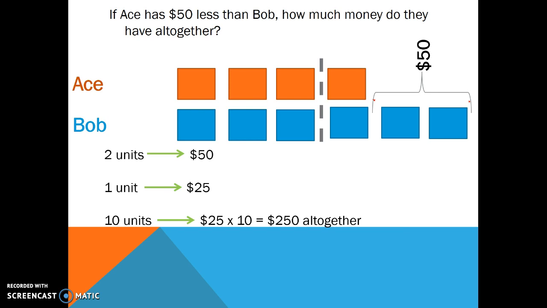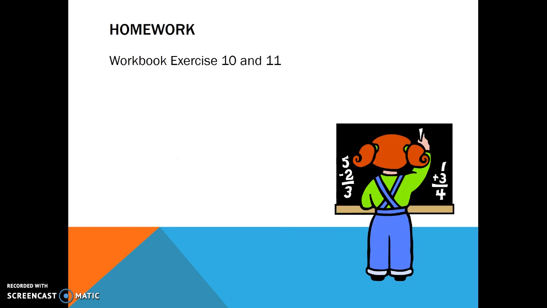So remember, guys, with the unitary method, you're always taking the information you have and trying to break it down per unit to see what 1 unit equals, and then you're going to multiply that 1 unit by however many you need. All right, now go ahead and work on workbook exercise 10. We're going to do that in class. Your homework will be exercise 11.